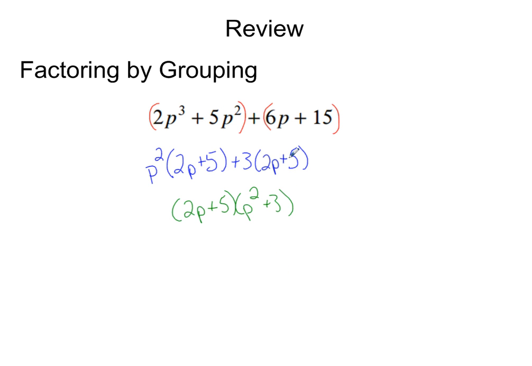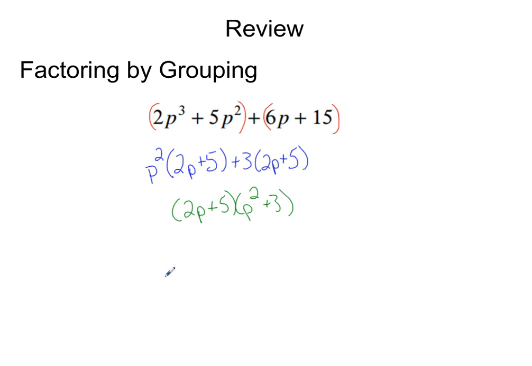Basically what we're doing is we're undoing distribution. So if you distribute this back out, then you'll get something that looks like this. Because you see, we multiply p squared by everything over here, then the 3 by everything over here, and we get that. And then when you finish multiplying it all out, that's what you get. So we're going to apply this now to a quadratic trinomial.